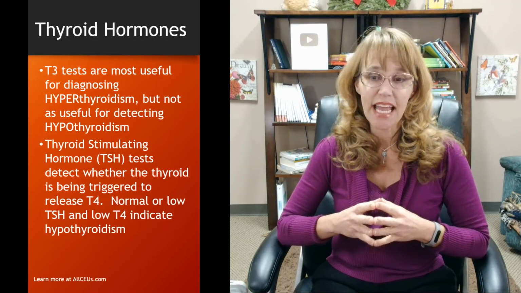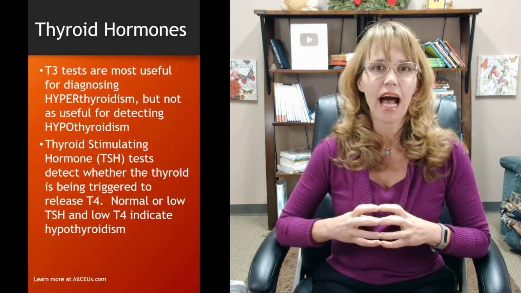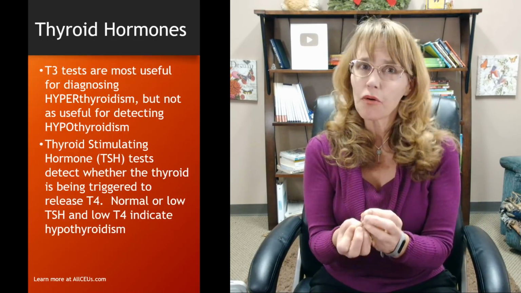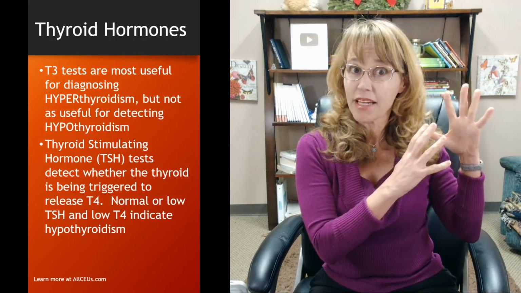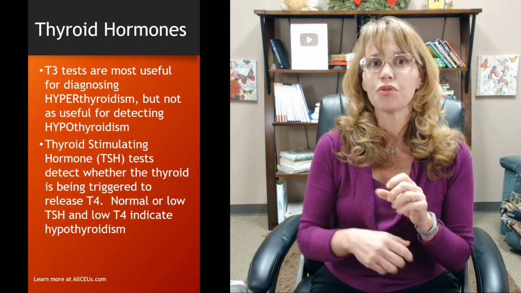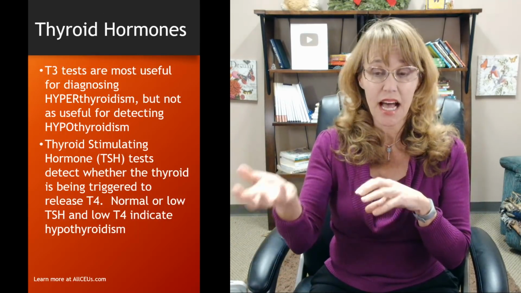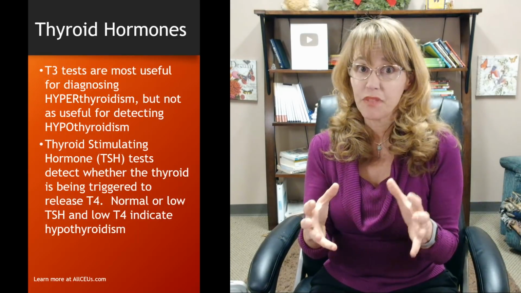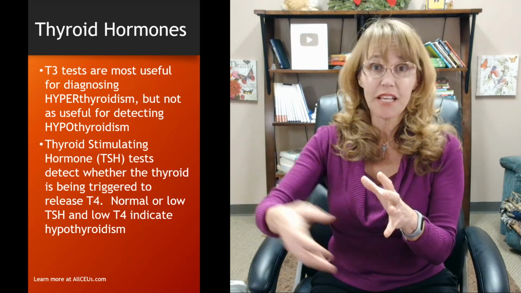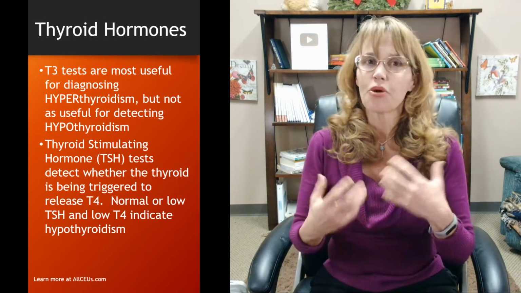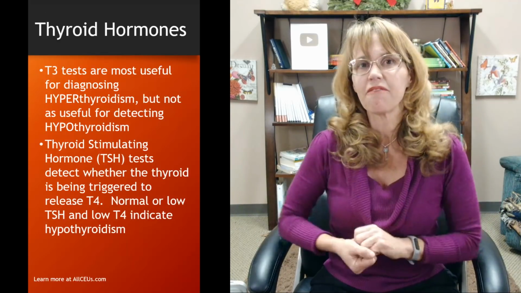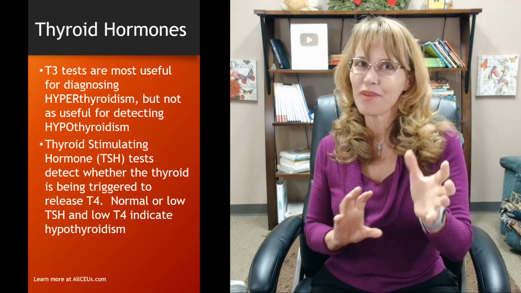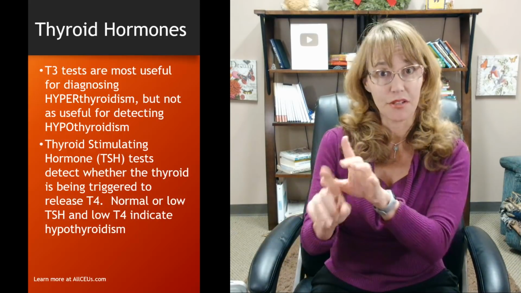Normal or low TSH and a low T4 indicate hypothyroidism. So if somebody's TSH test comes back low, it means that either the body is not releasing enough TSH to prompt the release of enough T4, or there's enough TSH, a normal level of TSH being released, but not enough T4 is coming out. We don't know why. So the thyroid, when it secretes that primary T4, there's a breakdown at that part of the system. Now, just like with neurotransmitters, there can be a lot of different places where the system breaks down. So this is just one of them.